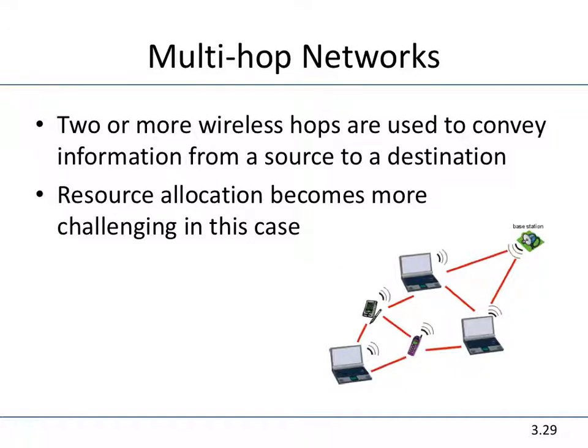So resource allocation becomes more challenging in this case. Why? Because just the fact that you allocate the resources on one hop doesn't mean that the same resources are allocated in the other hop. So you allocate on one link, and the other link does not have the same amount of resources, in which case the node in the middle will have to store these packets, which means that the queue state might increase. So the end-to-end communication is dependent on the resources that you allocate on each link.